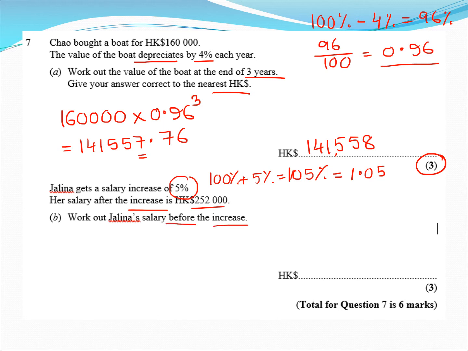We need to work out the salary before the increase. So in this case, what we do is we take the 252,000. We are looking for the previous salary, so instead of multiplying, I'll divide it by the multiplier. And my answer is going to be 240,000 Hong Kong dollars. So that's another 3 marks, a total of 6 marks for this question. Let's move on to the next one.